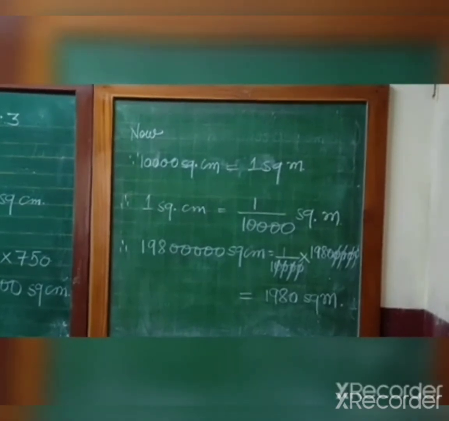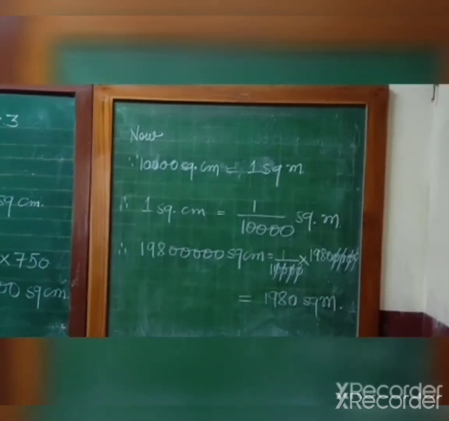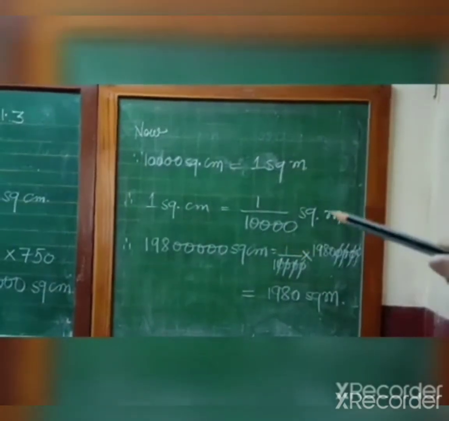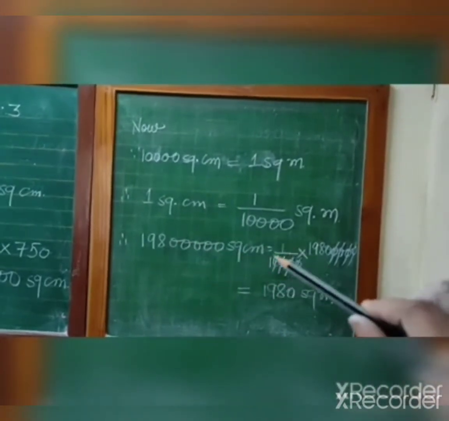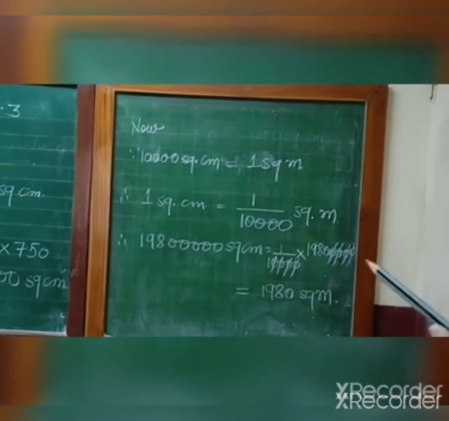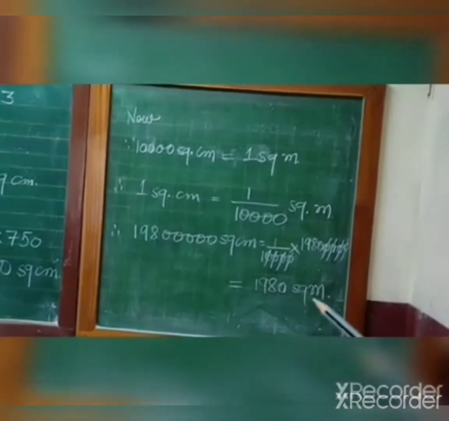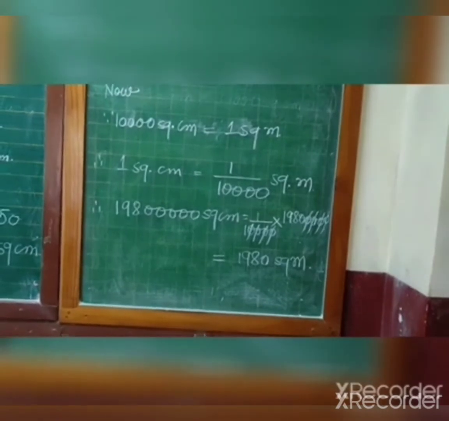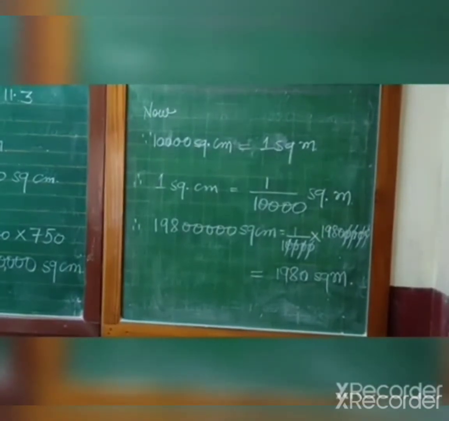Because 1 into 1 is 1 square meter, and 100 into 100 centimeter, that means 10,000 square centimeter. So 1 square centimeter is equal to 1 upon 10,000 square meter. So 19850000 square centimeter is equal to 1 upon 10,000 multiplied by 198 with 5 zeros. 4 zeros cancel by 4. So how much area is covered in 750 rounds? 1980 square meter area will be covered in 750 rounds.